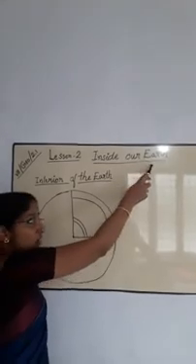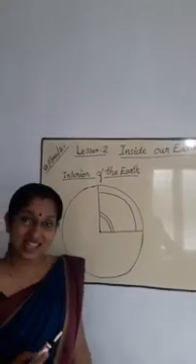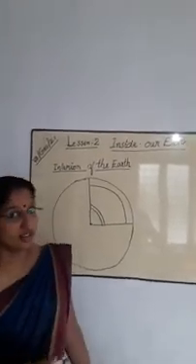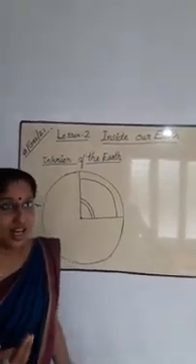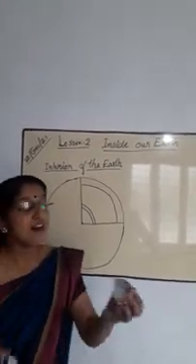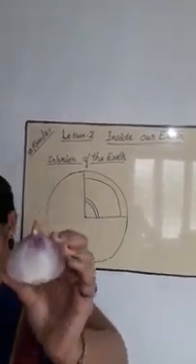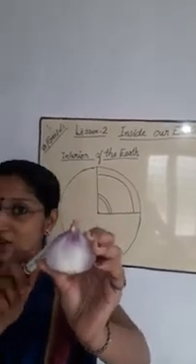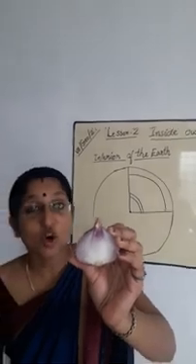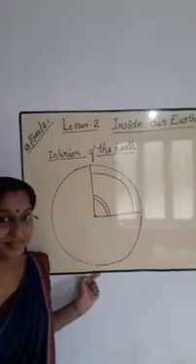Inside of our earth. Here we are discussing the structure of our earth. What is the interior of our earth? We can learn much of the layers inside our earth. Have a look at this onion. Like an onion, our earth is made up of several concentric layers.